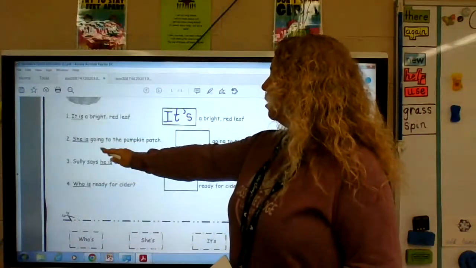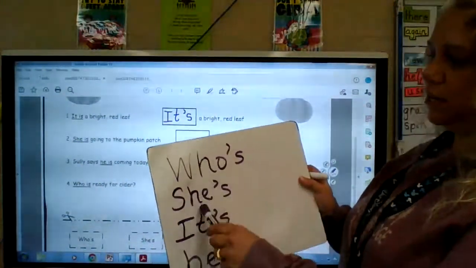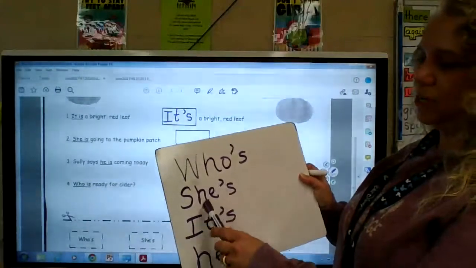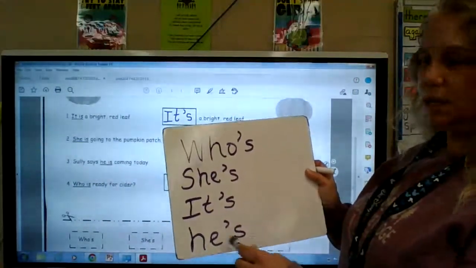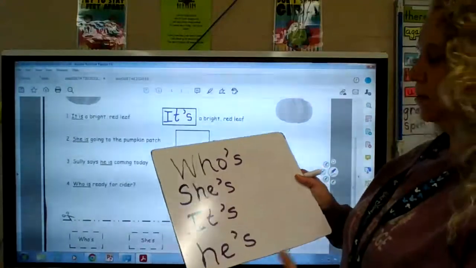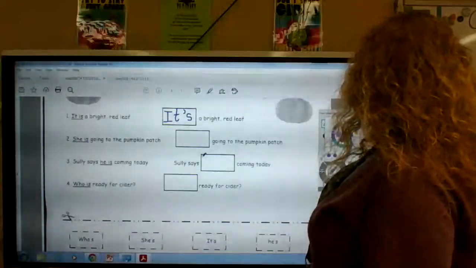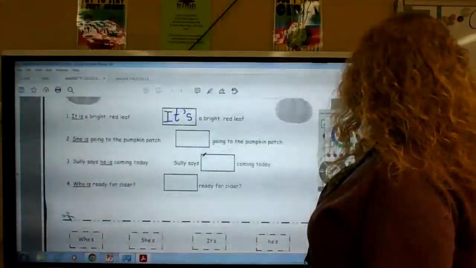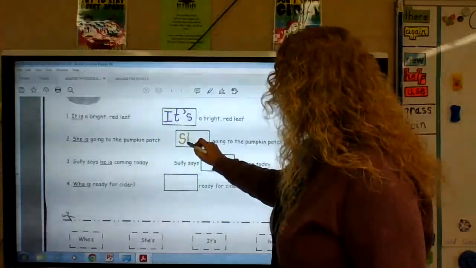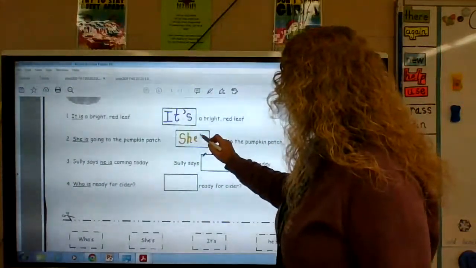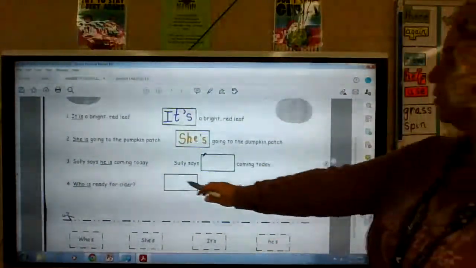She is going to the pumpkin patch. She is, which one? Whose? She's. We already used that one. He's. She is. Right, it's she's. So you're going to glue she's right here. She apostrophe S. Okay.